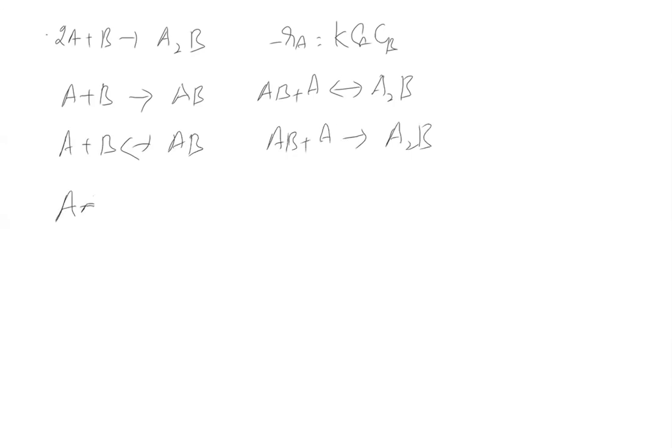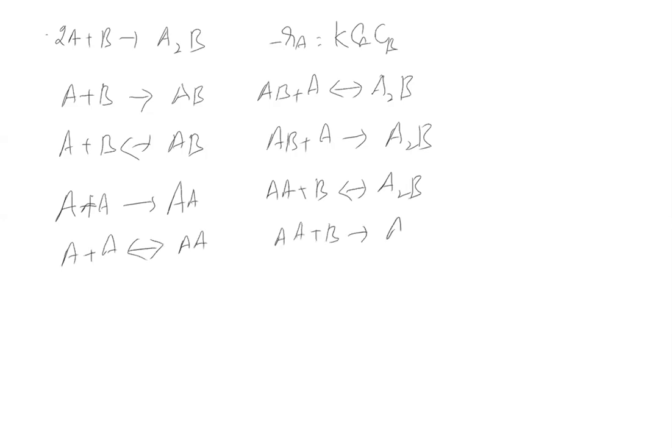A plus A gives A plus B, reversible, A2B. A plus A gives A plus B gives A2B. These are four options, A, B, C, D. Which mechanism is consistent with the given data?